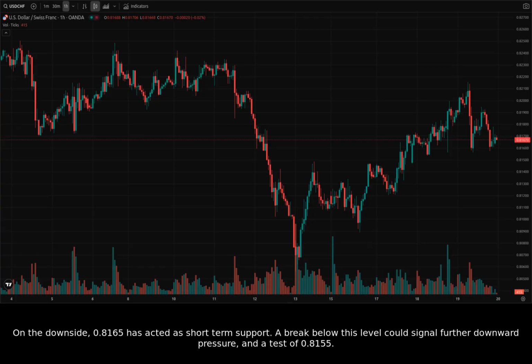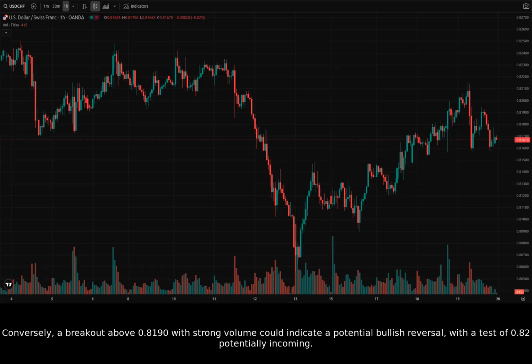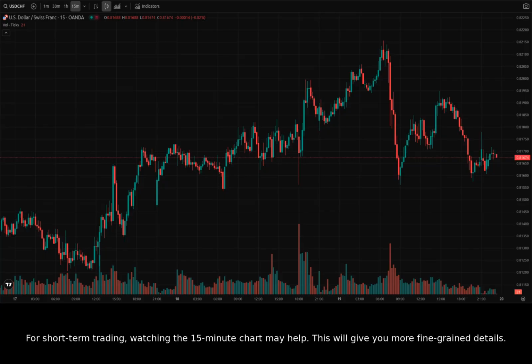On the downside, 0.8165 has acted as short-term support. A break below this level could signal further downward pressure and a test of 0.8155. Conversely, a breakout above 0.8190 with strong volume could indicate a potential bullish reversal, with a test of 0.82 potentially incoming.